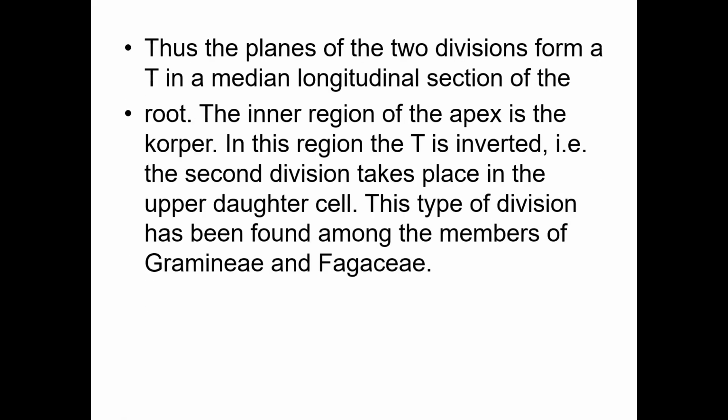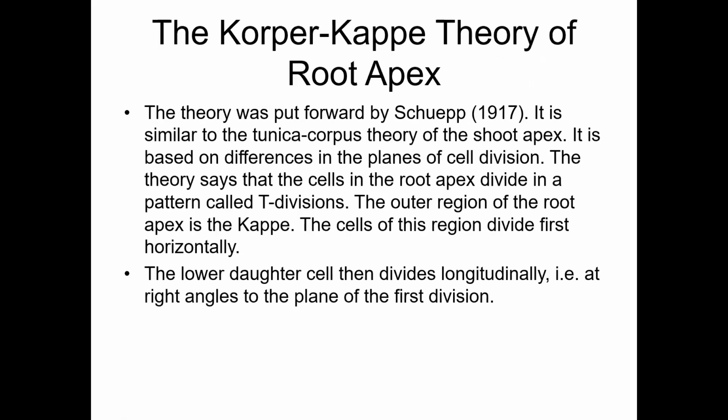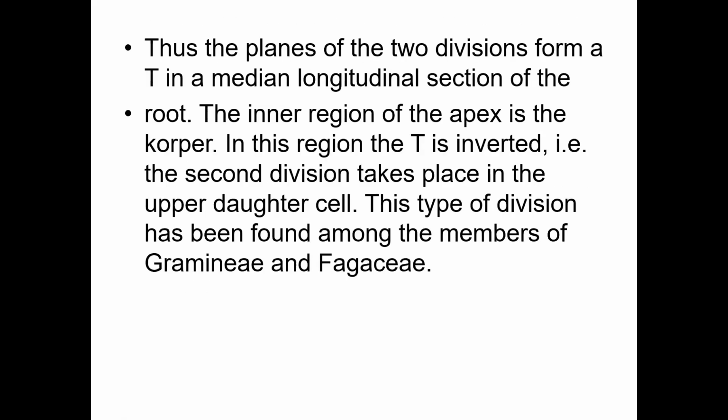So here first outer, that is according to Kappe and Carper theory. Kappe means outer layer and Carper means inner layer. From the Kappe, that is epidermis, outer layers are formed, and from the inner layer, that is Carper, inner cortex and vascular bundles are produced.